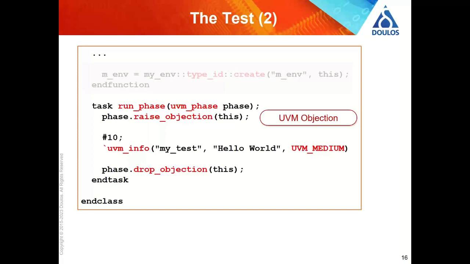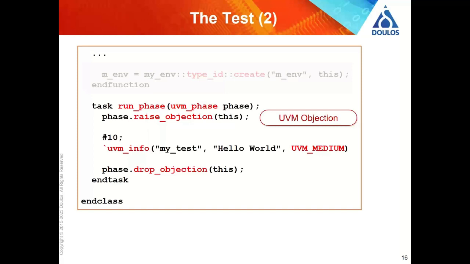So sometime later, after time 10, here's our hello world. We're just printing out a message. UVM has a report handler which uses macros like this UVM info to print out messages in a controllable and consistent fashion. So when we run it, we'll see our hello world message.